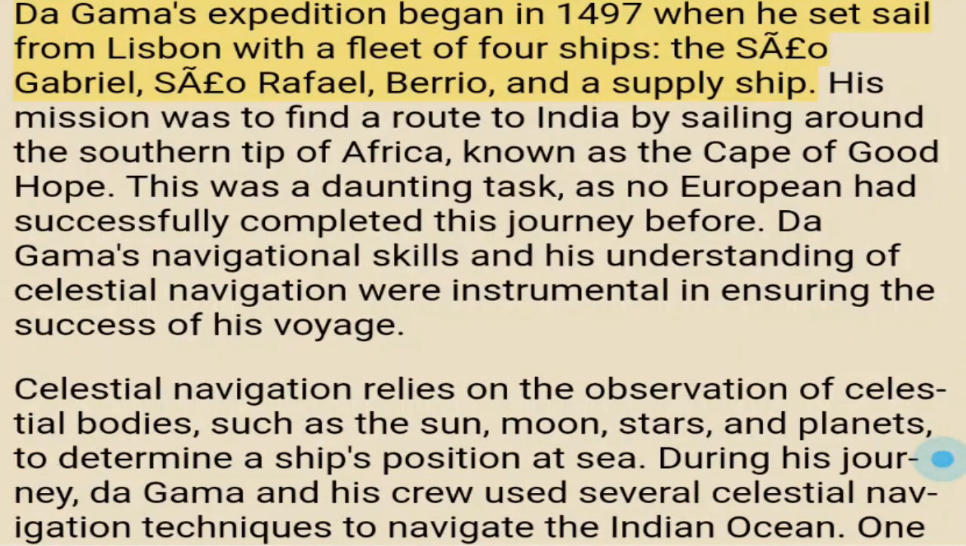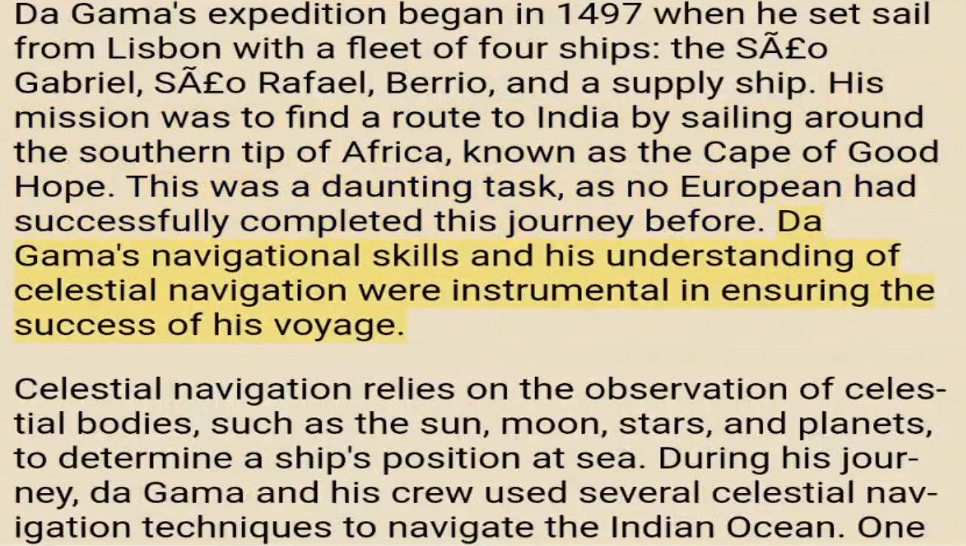Da Gama's expedition began in 1497 when he set sail from Lisbon with a fleet of 4 ships: the São Gabriel, the São Rafael, the Berrio, and a supply ship. His mission was to find a route to India by sailing around the southern tip of Africa, known as the Cape of Good Hope. This was a daunting task, as no European had successfully completed this journey before.